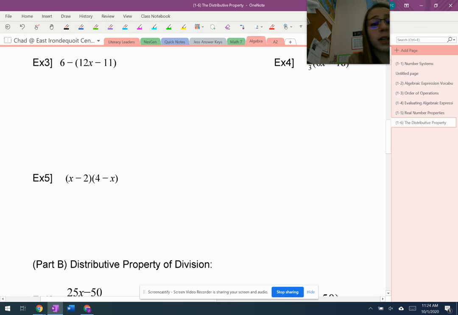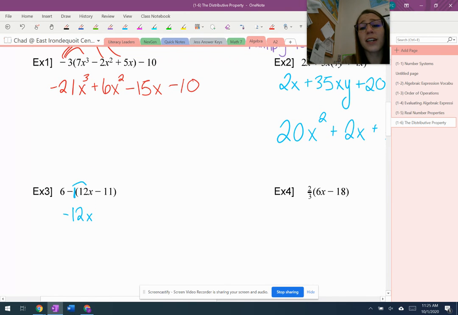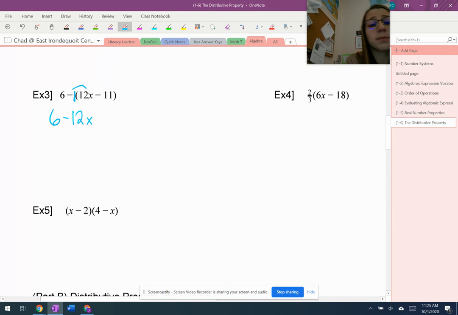Okay, so number 3 here, we're distributing the number outside of those parentheses. I don't see a number, I just see a negative sign. Okay, well, we all know that there's that -1 there. That's with that negative. That's not just a floating negative. So -1 times 12x is that -12x. And just like in our second example, how we carried down that 2x, we're just going to carry down the 6. And -1 times -11 is a positive 11.